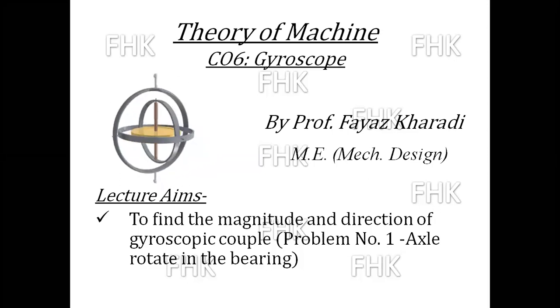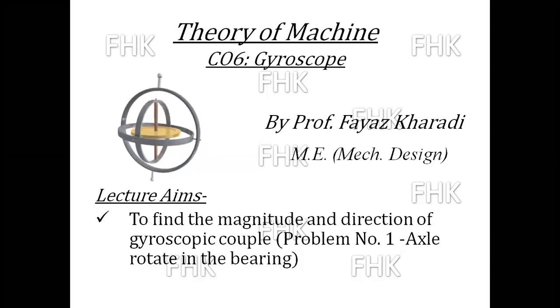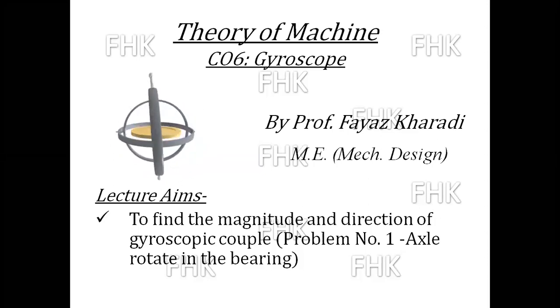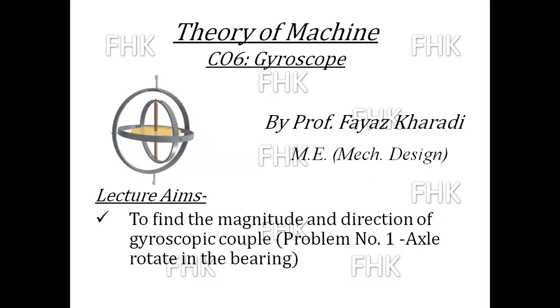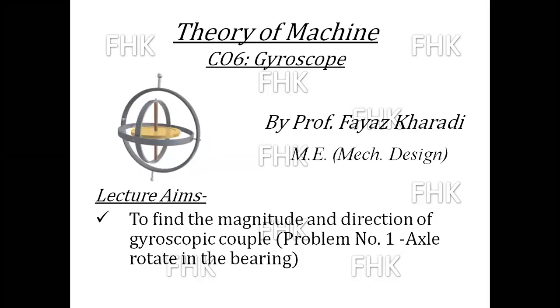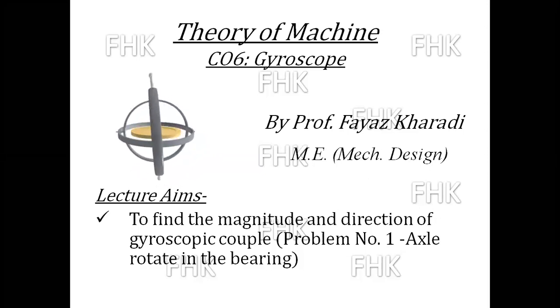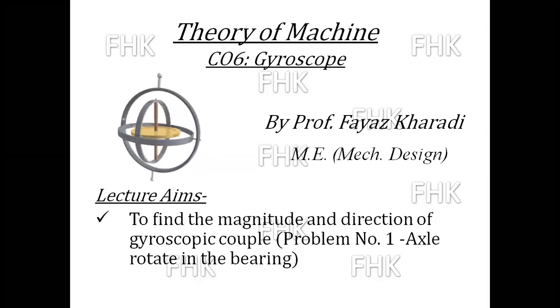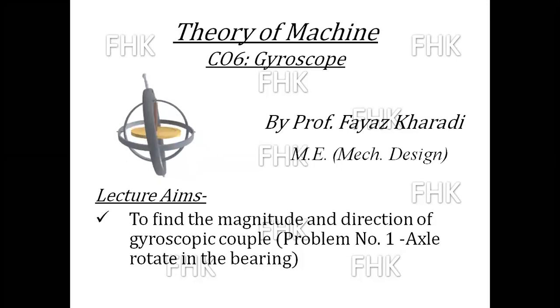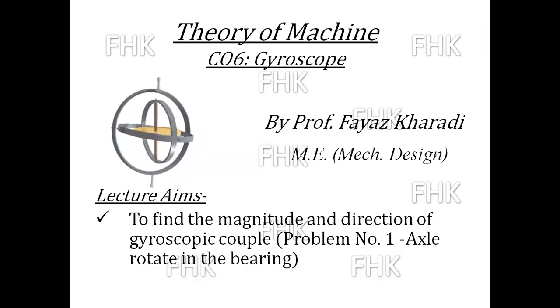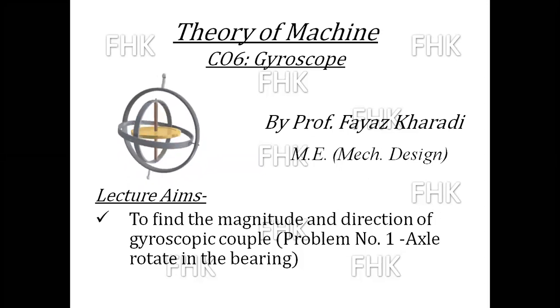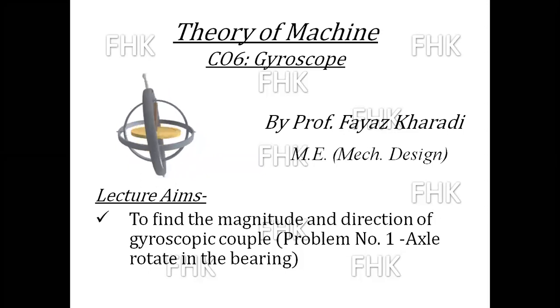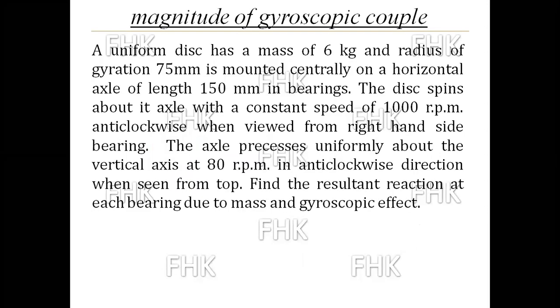In today's session, we are going to learn how to find the magnitude and direction of gyroscopic couple in the mechanical application of a mechanical system in which an axle rotates in the bearing. This is our problem number 1 from unit number 6, Gyroscope, from Theory of Machines subject. The problem statement is in front of you.